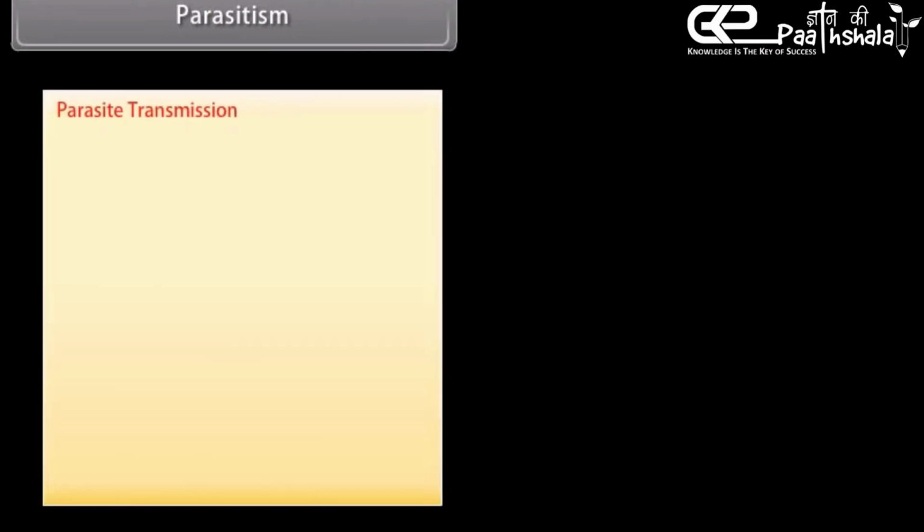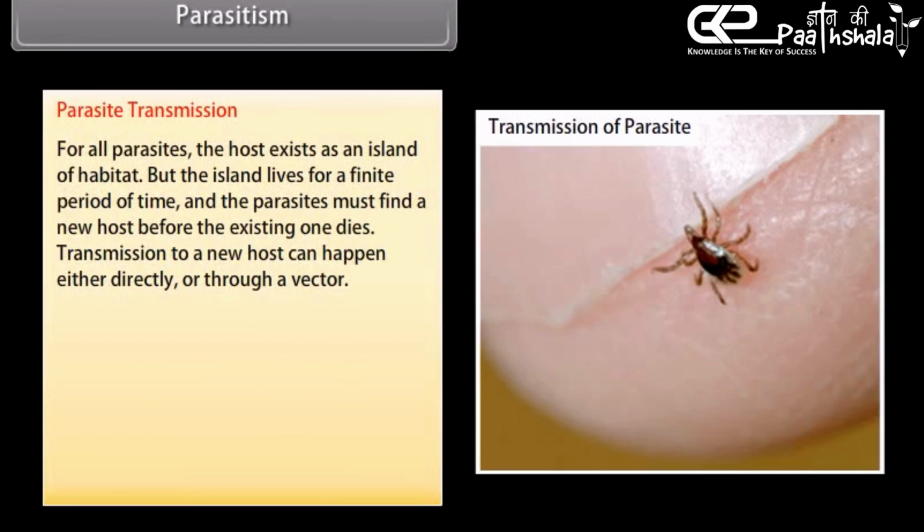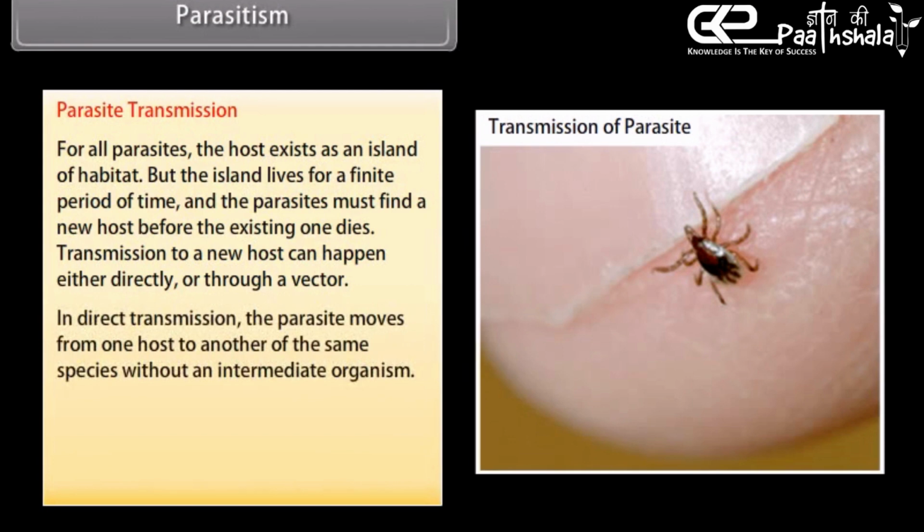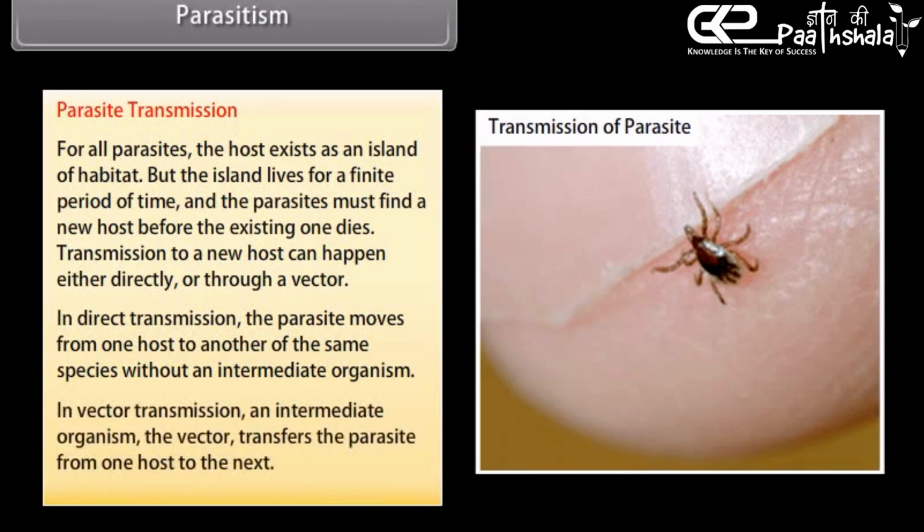Parasite transmission. For all parasites, the host exists as an island of habitat. But the island lives for a finite period of time, and the parasites must find a new host before the existing one dies. Transmission to a new host can happen either directly or through a vector. In direct transmission, the parasite moves from one host to another of the same species without an intermediate organism. In vector transmission, an intermediate organism, the vector, transfers the parasite from one host to the next.